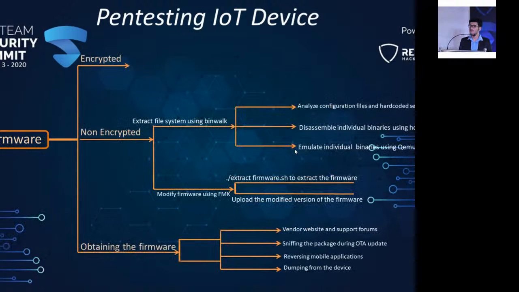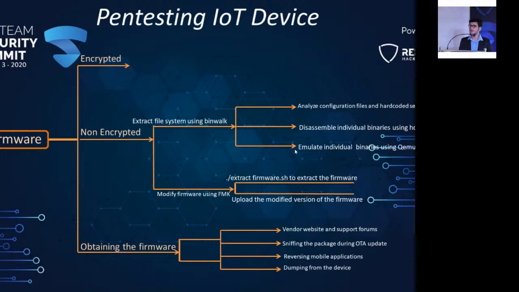So now the second thing comes as the firmware, where you have to exploit the firmware layer. On the hardware, once you are able to extract the firmware image, now you have to perform the firmware exploitation. For the firmware exploitation, the firmware can be encrypted, or it can be non-encrypted. So first thing is obtaining the firmware. What are the ways to obtain the firmware?